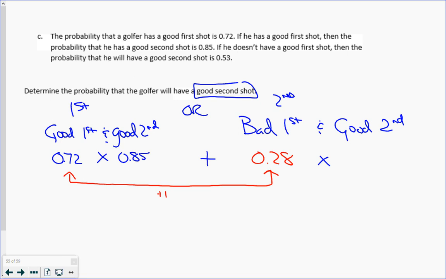So if he has a bad first, the second one being good is 0.53. So this question was hard for 2 levels. Level 1, it was hard because you had to think about both cases. Level 2 hard was that you had to make this connection right here. So all you would now do is just plug that into your calculator and get out the decimal.